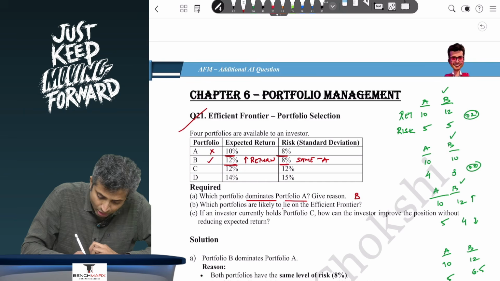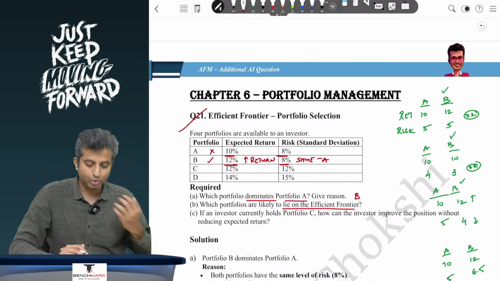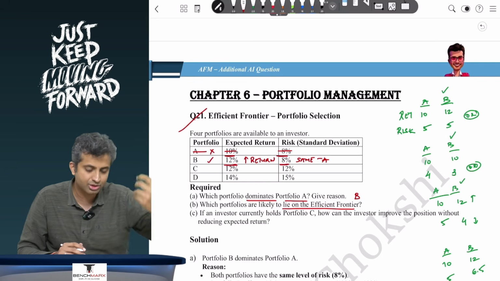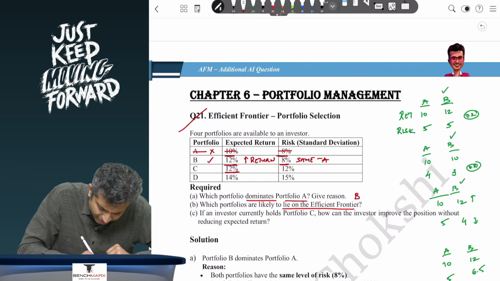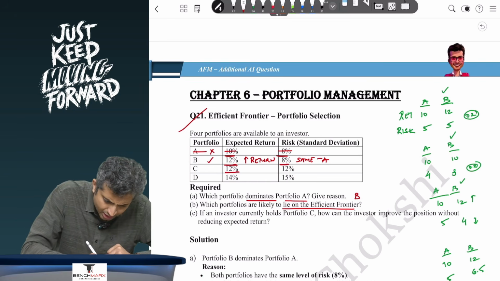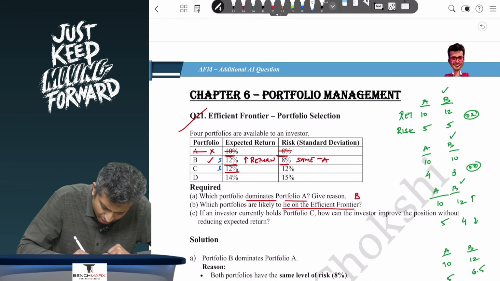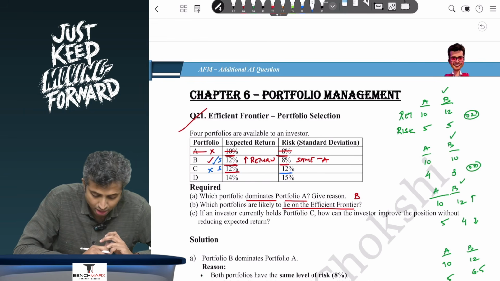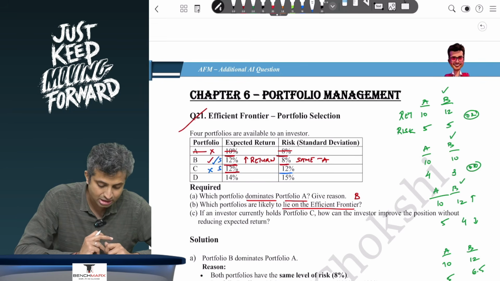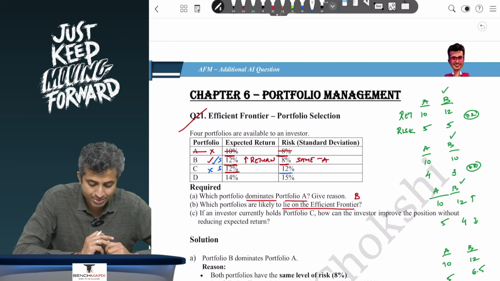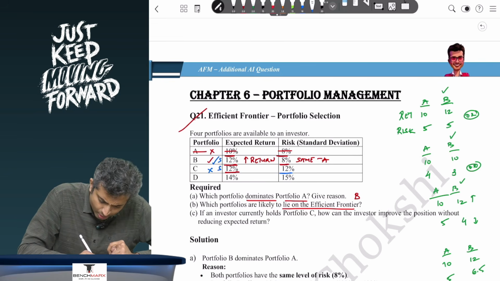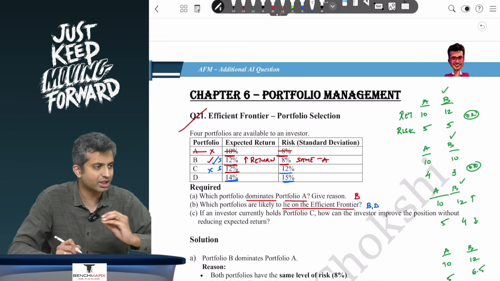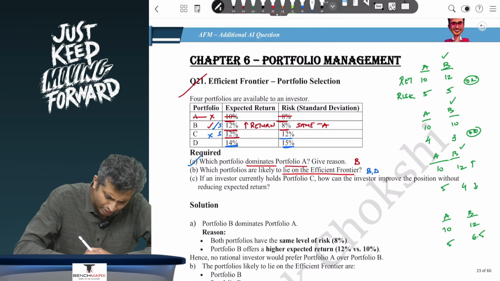Which portfolios are likely to lie on the efficient frontier? Well, the dominating portfolios will lie. A will definitely not lie on the efficient frontier because at 8%, B will generate a higher return. Other than that, between B and C, there is the same return. However, again, B carries a lower risk for the same return. So even between B and C, B will dominate. Now D over here has a higher return. It also has a higher risk, and hence portfolios B and D will lie on the efficient frontier. Okay, so these are the points.